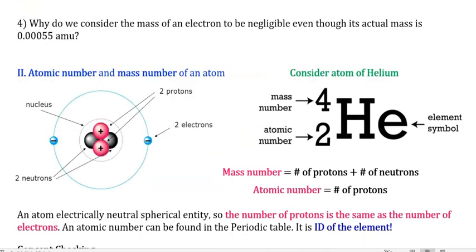And the next question. Why do we consider the mass of an electron to be negligible even though its actual mass is this amount? As I mentioned before, because it's too small compared to the mass of a proton. That's why the mass of an electron can be negligible, taken as 0.